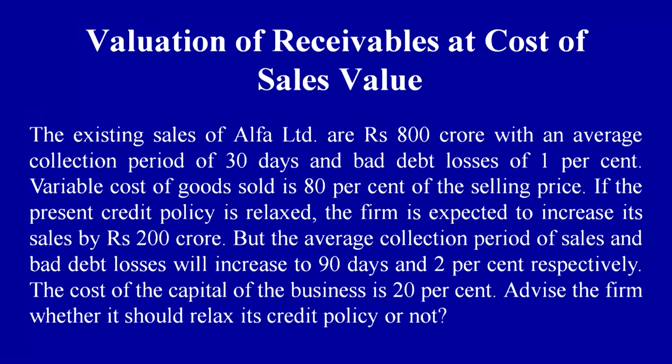So sales will go up by 200 crores from 800 crore to 1000 crore. But the negative part here is that the average collection period of the sales and the bad debt losses will increase to 90 days and 2% respectively. Currently the credit period given is 30 days when the sales are 800 crores, and bad debt losses are only 1% of the credit sales. But if the company relaxes its credit policy, there will be three effects.